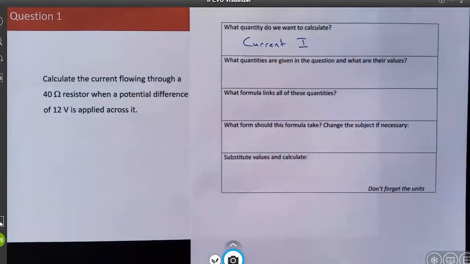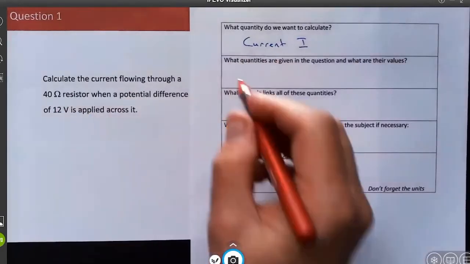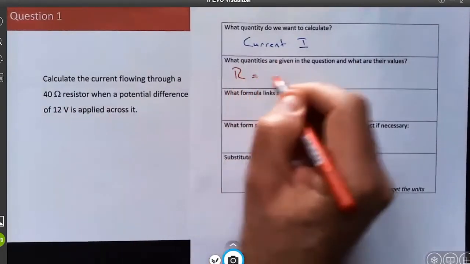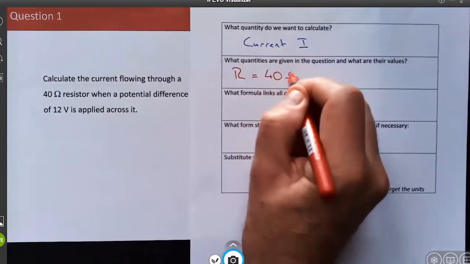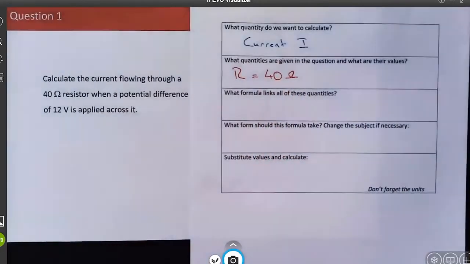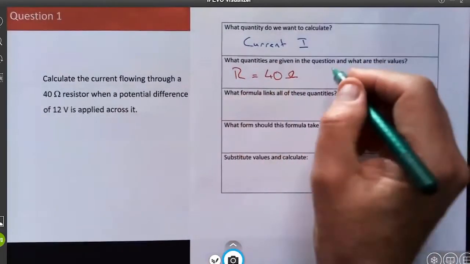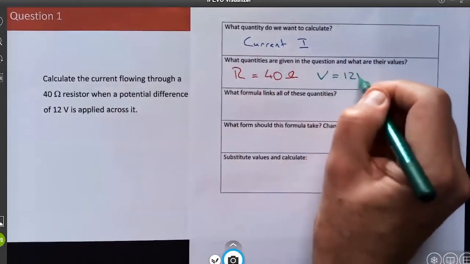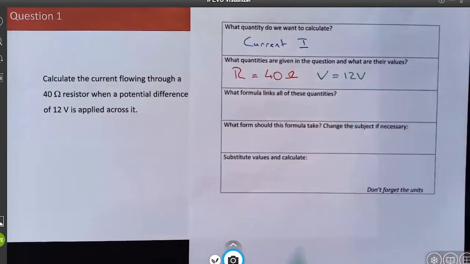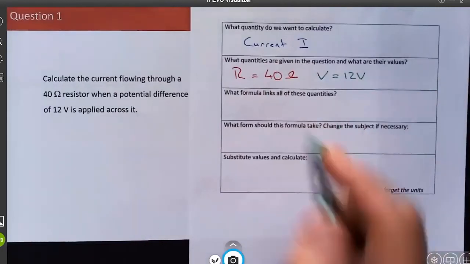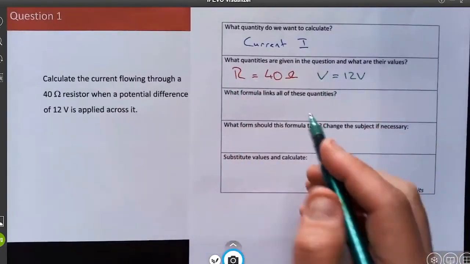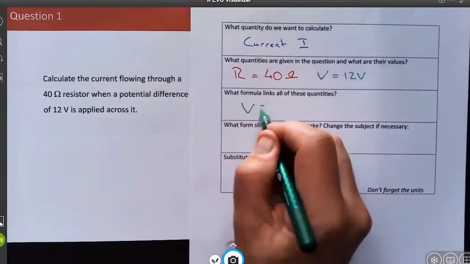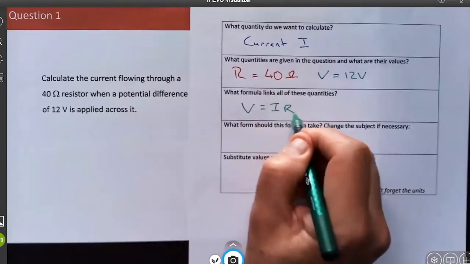What quantities are given in the question and what are their values? Well, we can see we've been given a resistance, R equals 40 ohms. And we can also see that we've been given a potential difference, the symbol for which is V, and that equals 12 volts. And what formula links I, R, and V? And it's going to be V equals IR.